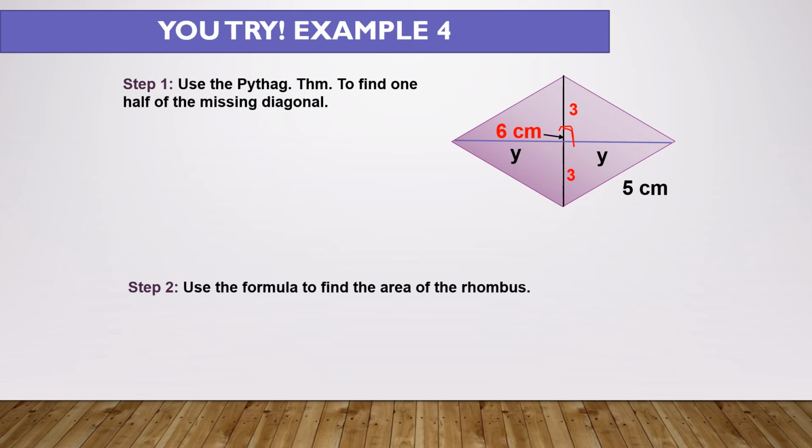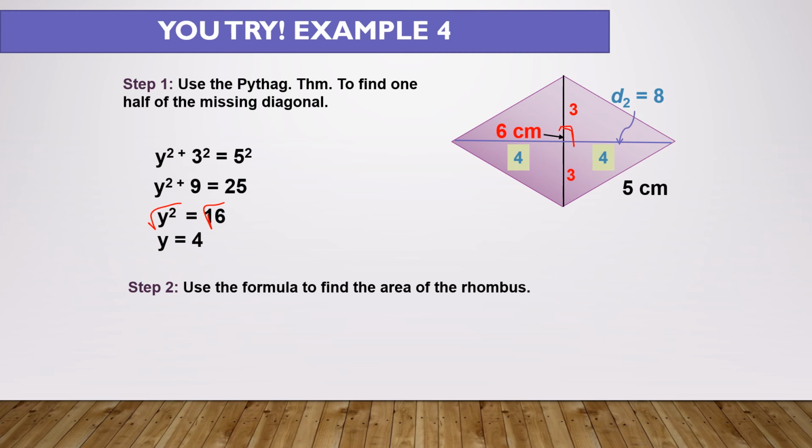So if this is 5 centimeters, all of these are 5 centimeters, so we could basically do the Pythagorean theorem on any one of those triangles there. Okay, so y squared plus 3 squared equals 5 squared. 3 squared is 9, 5 squared is 25. We're going to subtract 9 from both sides. We get y squared equals 16, and then we get y equals 4 when we take the square root of both sides. So both of the y's are 4, which means my diagonal 2 is 8.